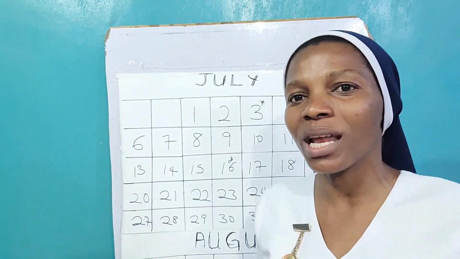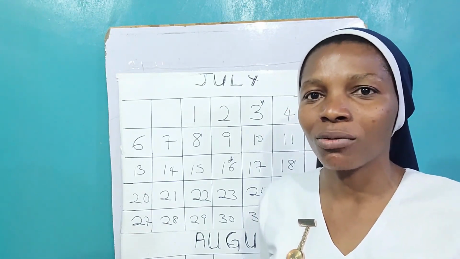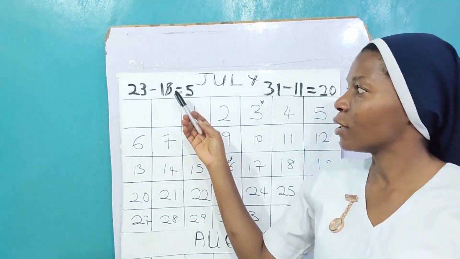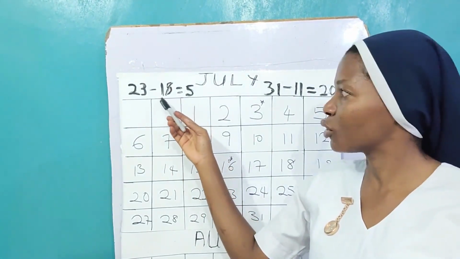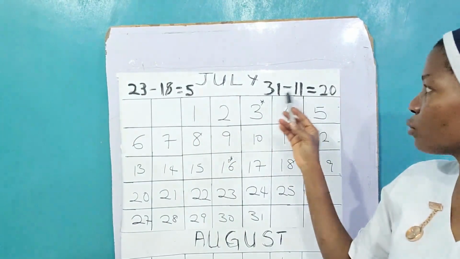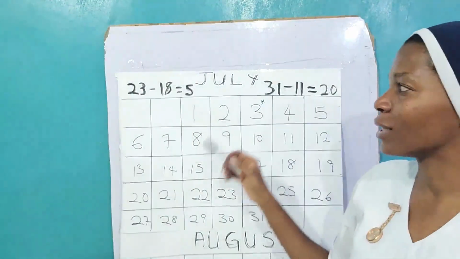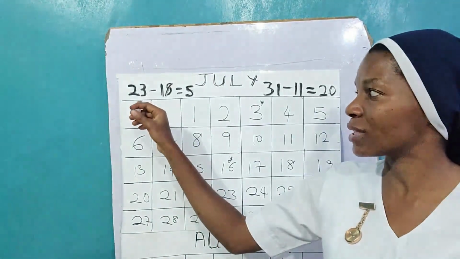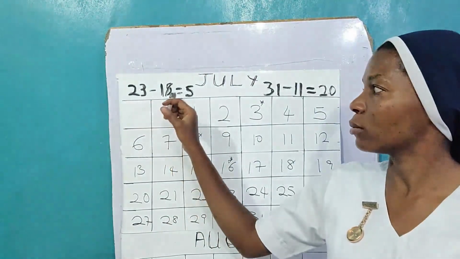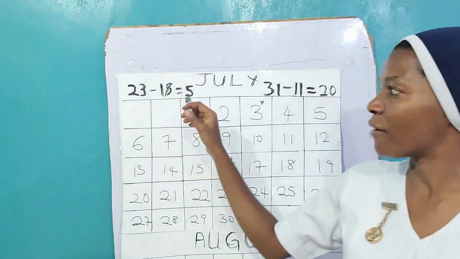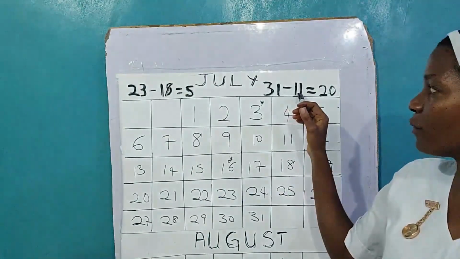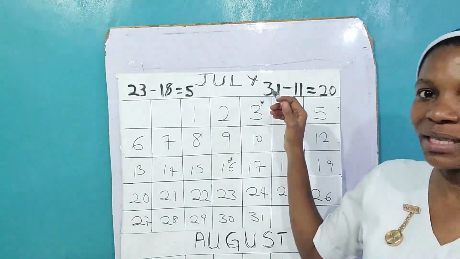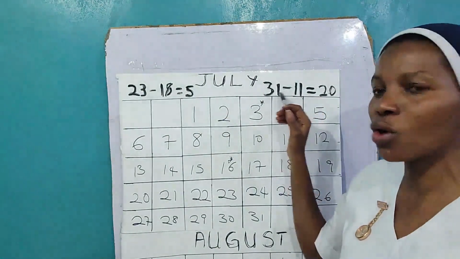We are going to minus 11 from the longest cycle length. So we have said that 18 days will be subtracted from the shortest cycle length, and 11 days will be subtracted from the longest cycle length. Let's take, for example, a woman whose shortest cycle length is 23 days. If we minus 18 from 23 days, we'll have 5. Then a woman who has a 31-day longest cycle length, if we minus 11 from it, we'll have 20.